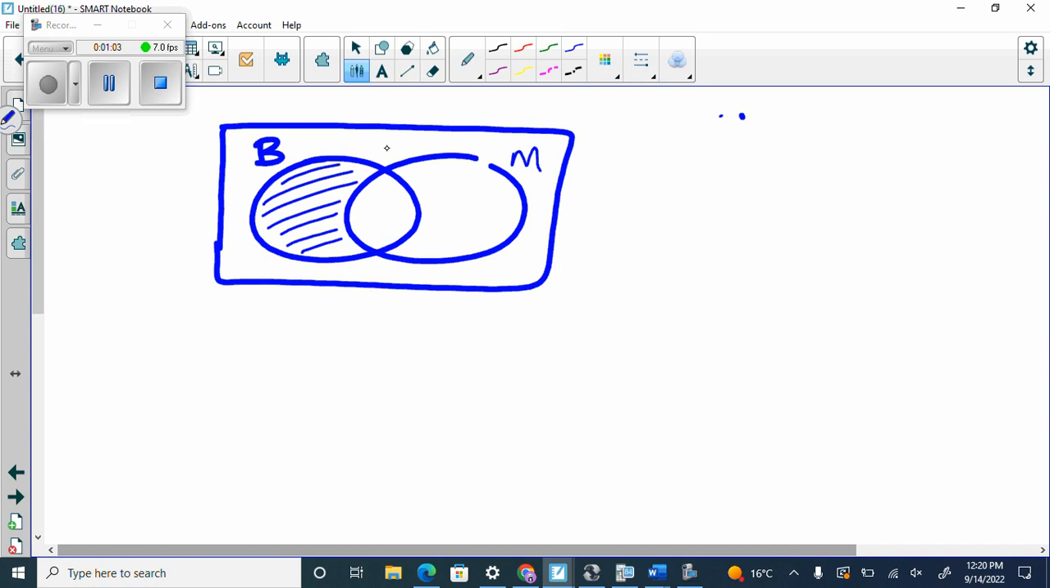So, is this an and or an or? Is this an intersection or a union? Intersection, it's an and. Which one do we keep? B. Which one did we get rid of? M.